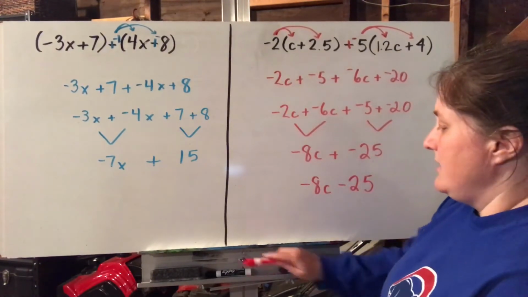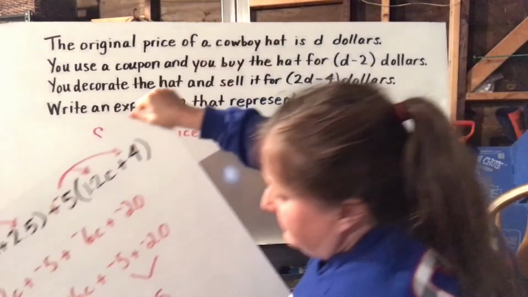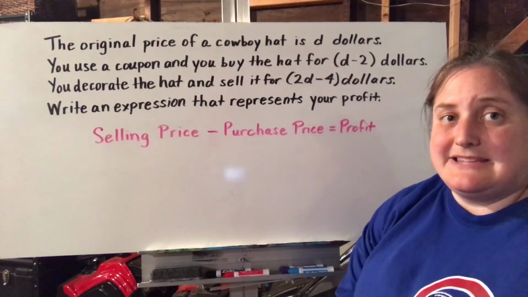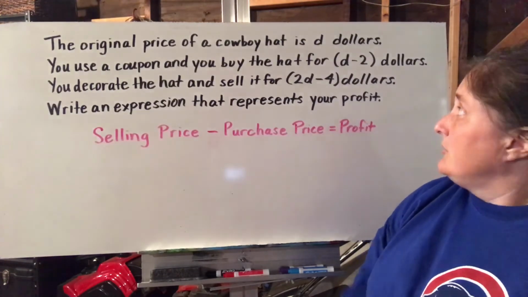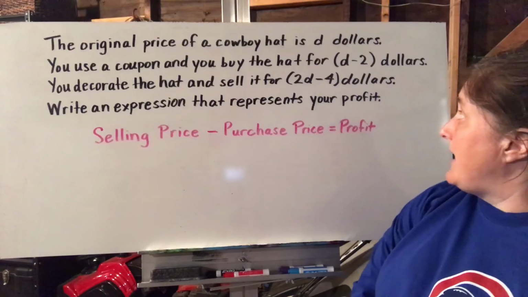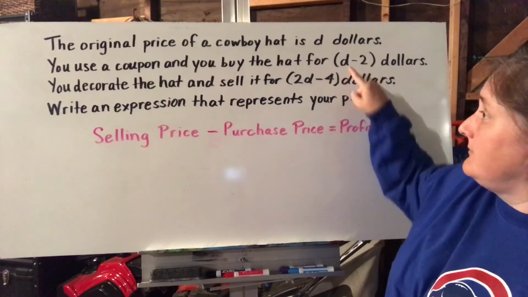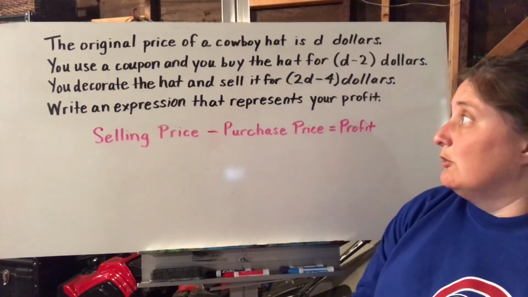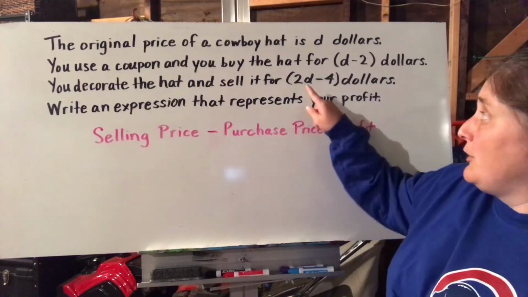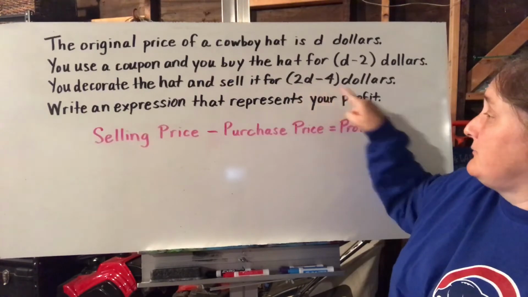All right, let's do one more problem together. Let's take a look at a word problem. The original price of a cowboy hat is D dollars. We don't know, so we're going to call the price of that hat D. You use a coupon and buy the hat for D minus $2, so your coupon got you $2 off the price. Then you take the hat home, decorate it, and decide to sell it, and somebody buys it for twice its original price minus $4, or 2D minus $4.